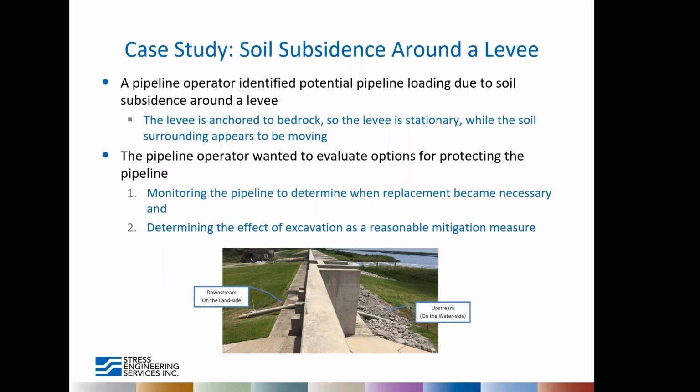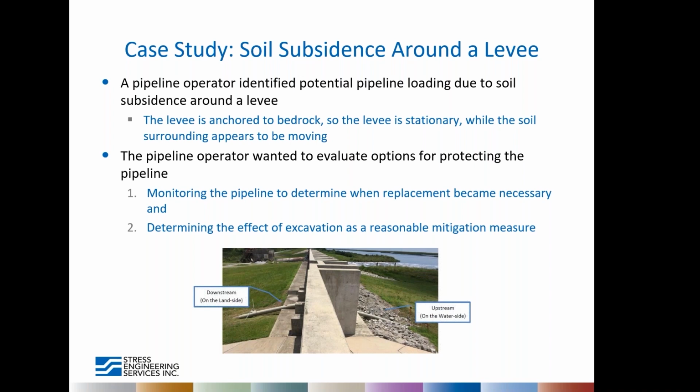So one case study, and this is just a study of one that we're doing some monitoring on, is a pipeline operator that we're working with identified a potential pipeline loading due to soil subsidence around a levee. The levee itself is anchored in bedrock, so the levee is stationary while the soil around it on the left and on the right is subsiding. So you can actually see that on the picture below on the downstream and upstream side of that pipeline, the soil on either side of that and the concrete levee is right in the middle. There's actually a hole through the levee that the pipeline passes through. And as that soil displaces on either side, it's causing that pipeline to be bent over the levee.